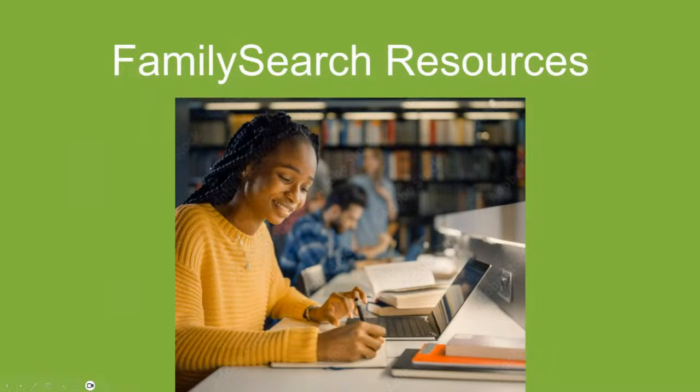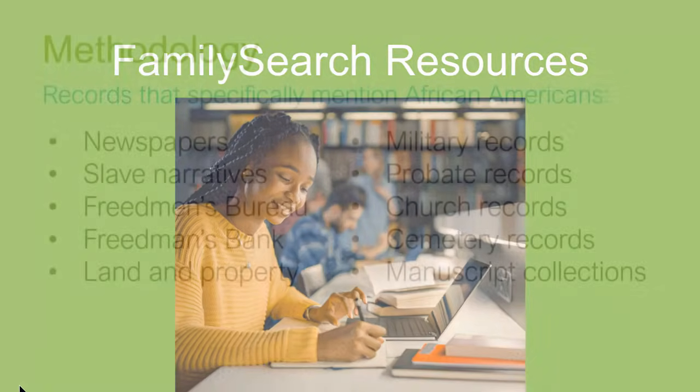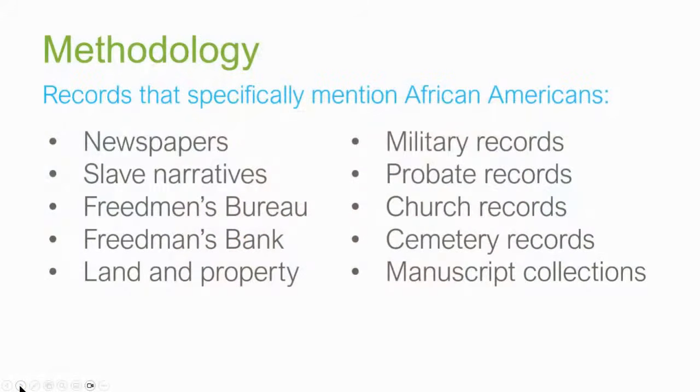For the remainder of the presentation, I will enable you to use FamilySearch to access unique African American sources and tools that can help you discover, gather, and connect your ancestors. Some key records that specifically mention African Americans include newspapers, slave narratives, Freedmen's Bureau and Freedmen's Bank records, land and property records, military records, probate records, church records, cemetery records, and manuscript collections.